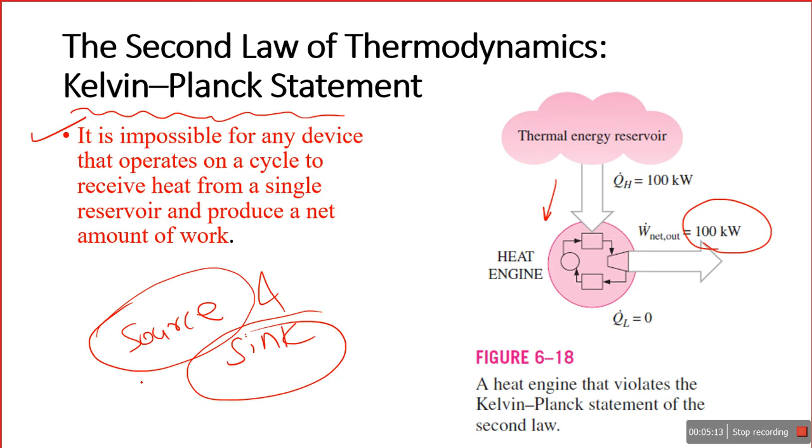Okay, when I apply this Kelvin-Planck statement, according to Kelvin, it's highly impossible to run a system under one reservoir. That means Kelvin told us that we need two reservoirs, source and sink. It's highly impossible to run a system within a single reservoir.